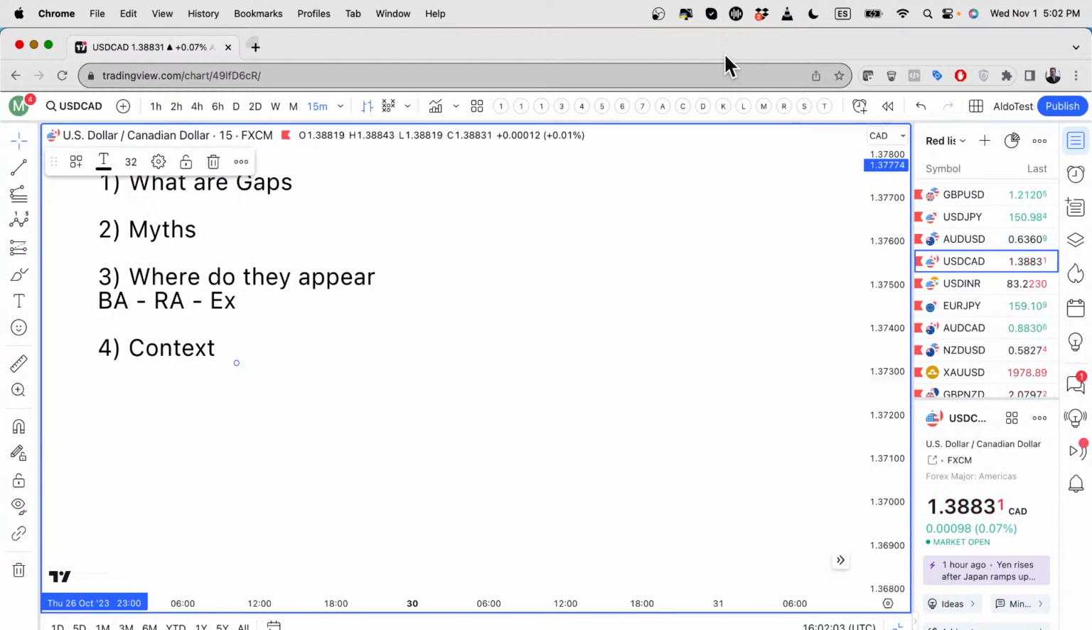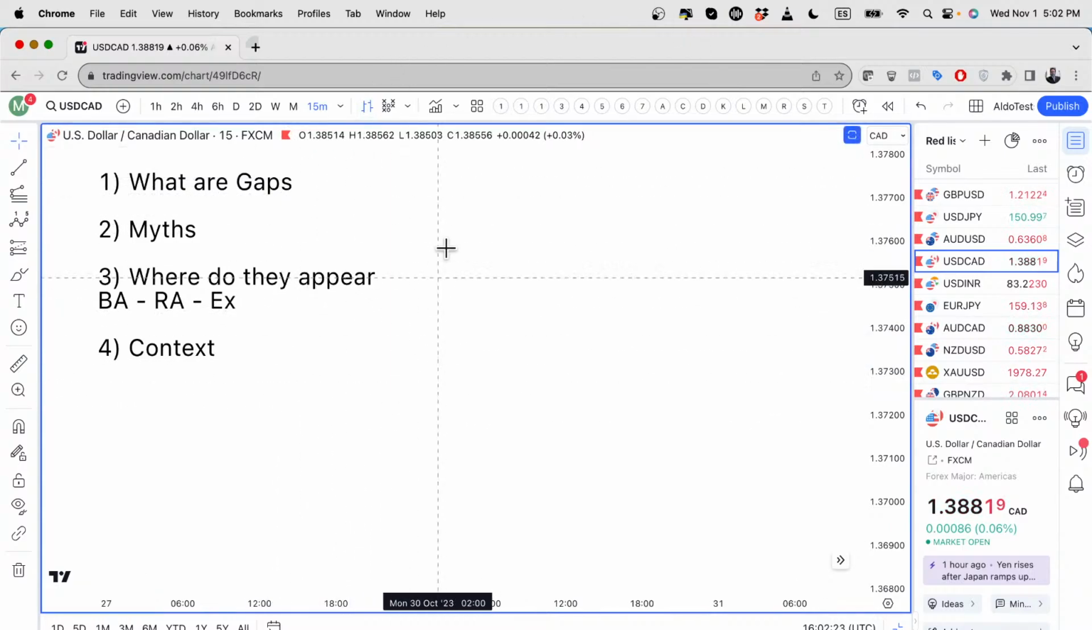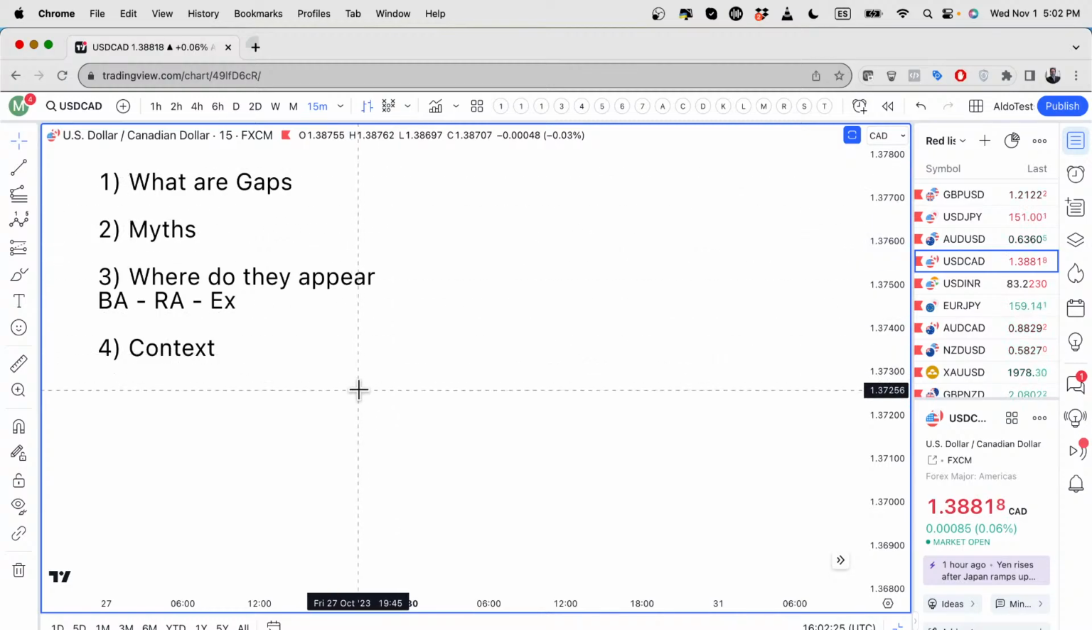So the strategy that we're discussing today is gaps combined with trend lines. To begin with, I'm going to expand a little bit your knowledge of gaps. Let's begin with what are gaps. These are the things that we're going to cover today: what are gaps, the myth, where do they appear, and a little bit of context for you so you can be better prepared to identifying gaps.